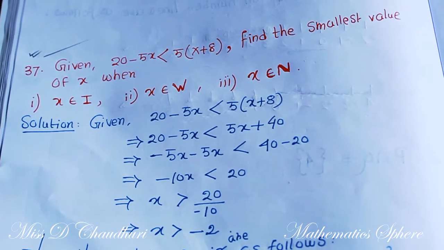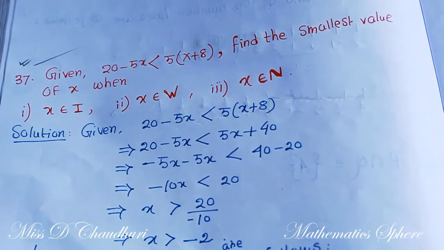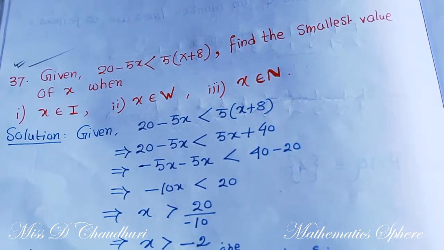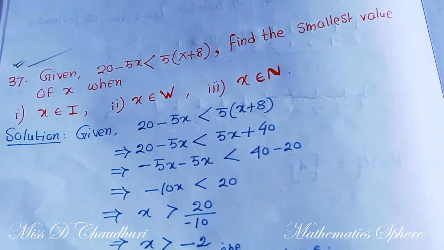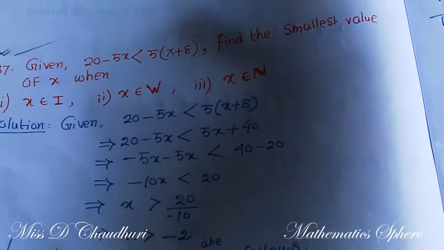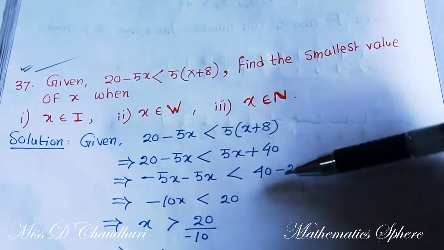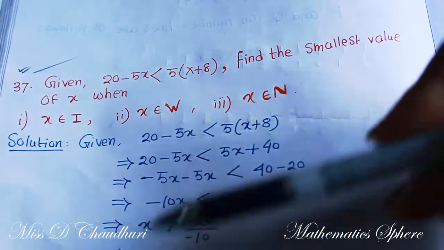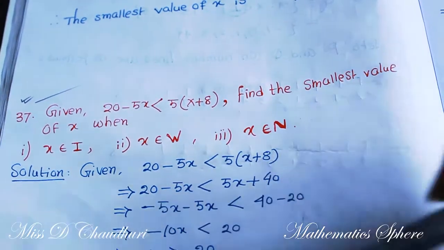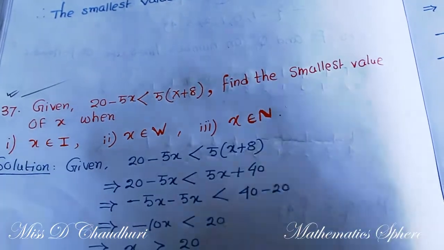See what they have given in this question. Given 20 minus 5x less than 5 into whole x plus 8, okay. Now they have said find the smallest value of x when x is an integer, x is a whole number, and x belongs to N, that is natural number, okay. So what we will do, first this solution will be the same for all the three cases, but when we find the smallest value, in that case the solutions will differ, okay. Means in general we are given to find all the values, but here specifically they have mentioned that we will have to find the smallest value, means among all the values which we will get, we will have to choose the least one or the smallest one, okay.